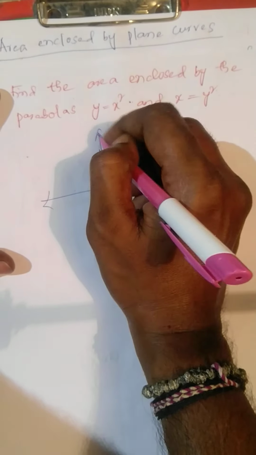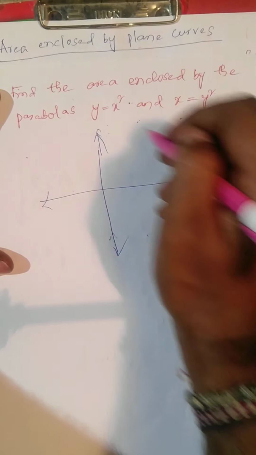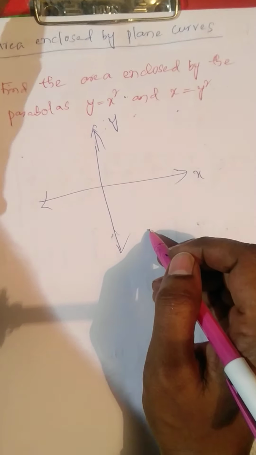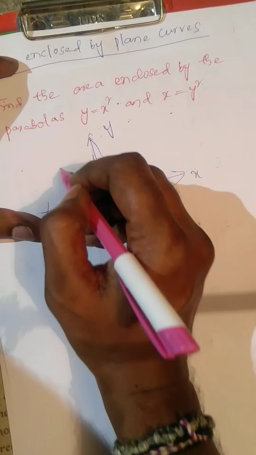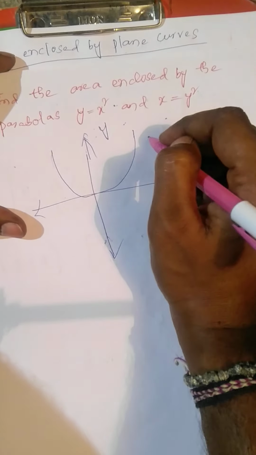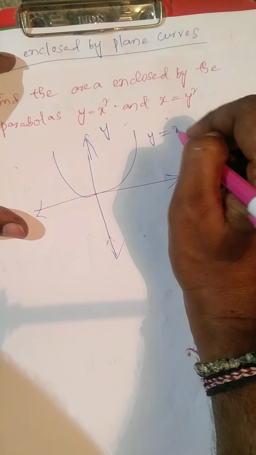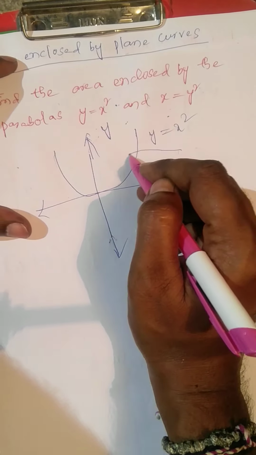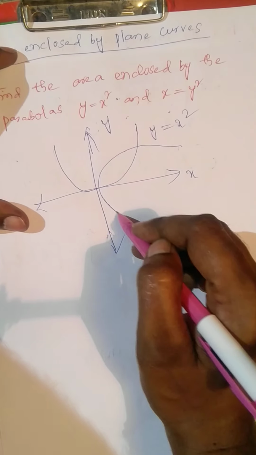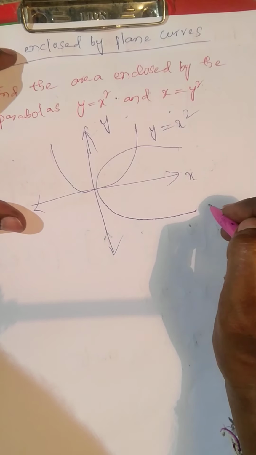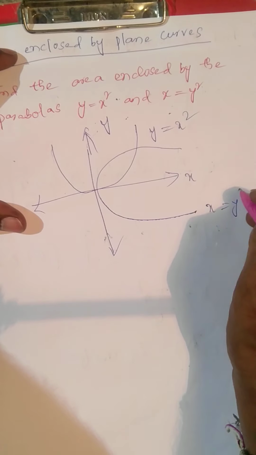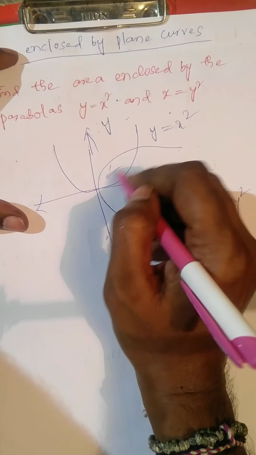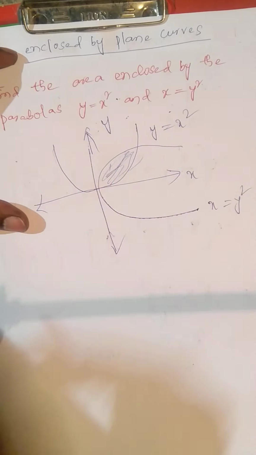Okay, this is your x-axis and this is y-axis. What is the parabola y equals x square? It's a parabola symmetric about your y-axis. This is y equals x square, right? X equals y square is a parabola symmetric about x-axis. This is the parabola x equals y square, right? Now this is the area, right? This area is what we are supposed to find.